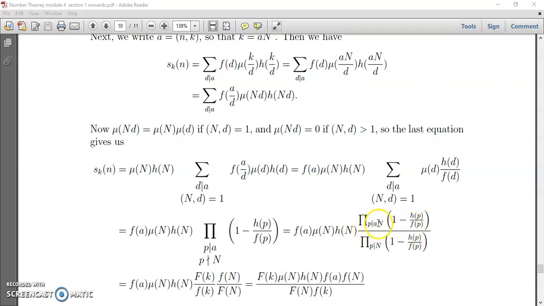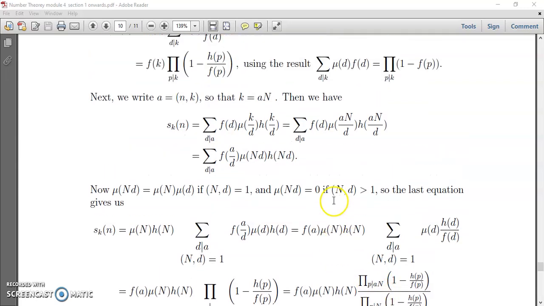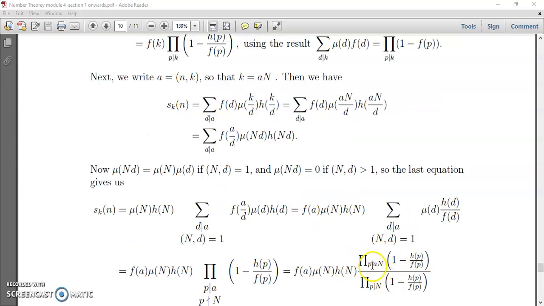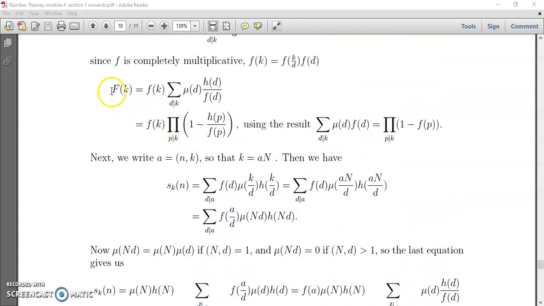If this p divides an, it is nothing but k. We have already written an as k. So here this is product p divides k 1 minus h of p by f of p, and here product p divides n 1 minus h of p by f of p. So here we can apply the result which we have proved earlier: capital F of k is equal to small f of k times product p divides k 1 minus h of p by f of p. So this product is capital F of k by small f of k.